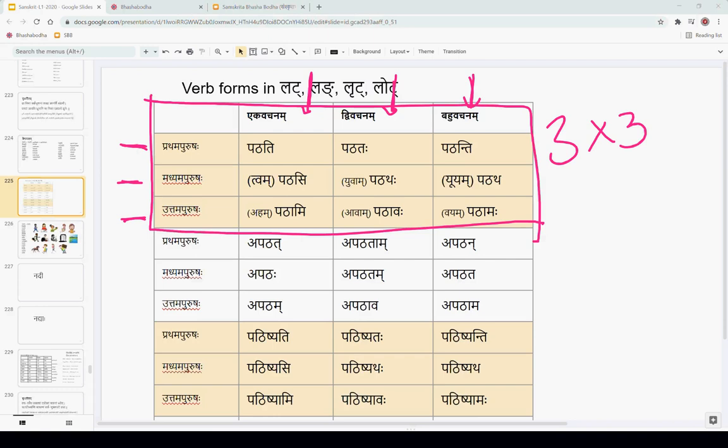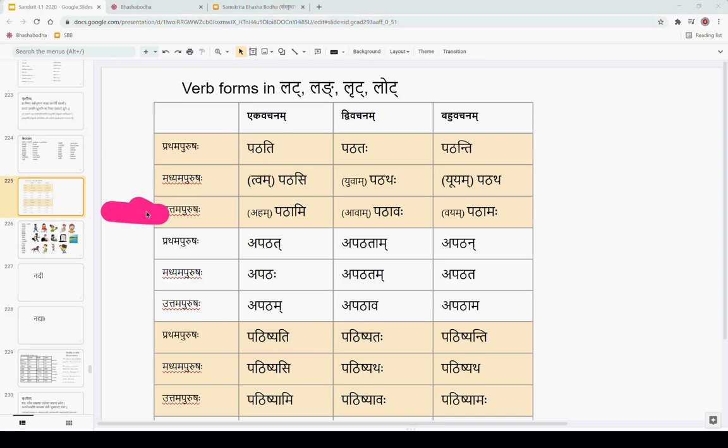So every row represents who is doing the action indicated by that verb, and the column indicates how many objects. It doesn't need to be necessarily people. It could be any object doing the work or the action of that verb. So that is represented by the column, the Vachanam. So the rows: the first one is called Prathama Purusha, the second one is called Madhyama Purusha, the third one is called Uttama Purusha.